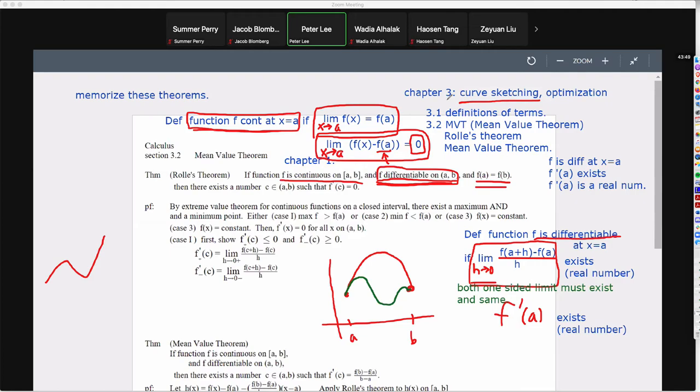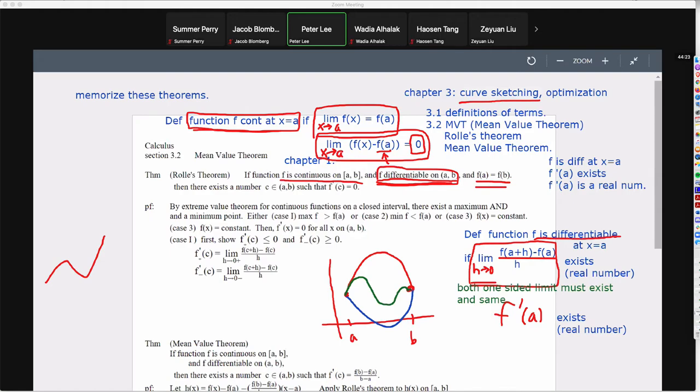Or it could be another curve. I can draw another curve. It could be like this. Maybe I'll draw this more carefully here. So you can actually graph like this. Let me draw this one more time. You can do that, okay? So that blue curve also satisfies all of these three conditions here.